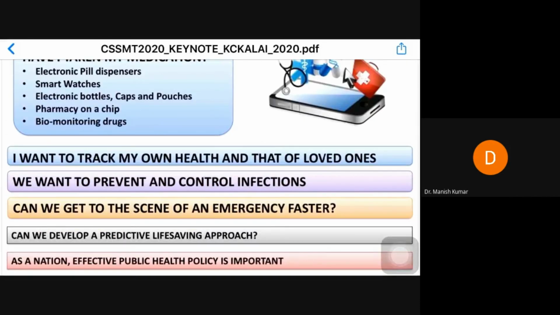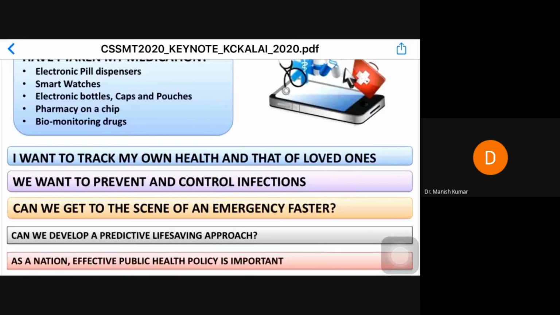So here we said, I want to track my own health and that of loved ones, like maybe their parents are traveling or their children are traveling. They can also look into their conditions, and maybe they are sick but need to travel on their own. So these are all the concepts that we are taking in here.